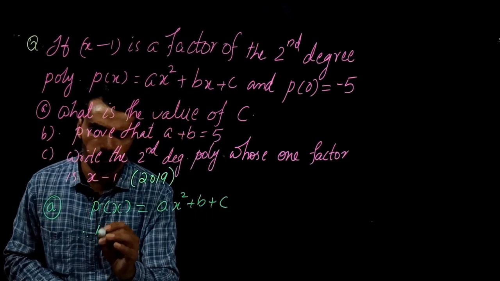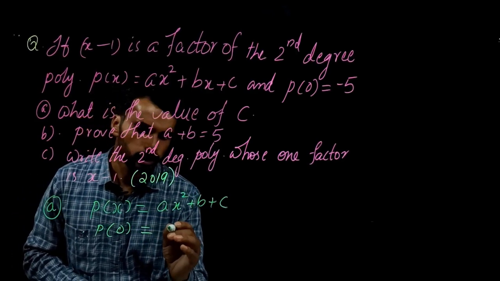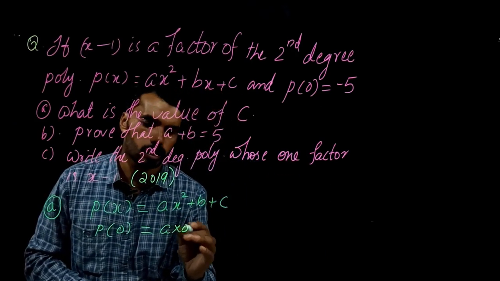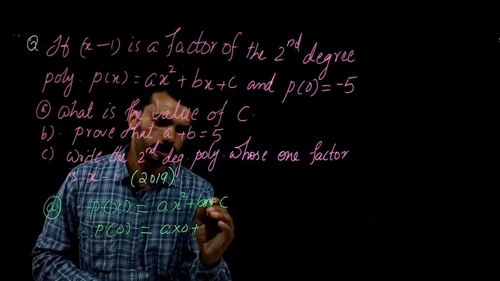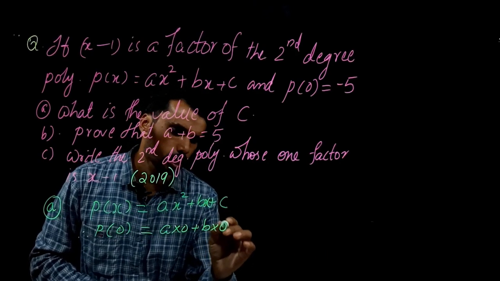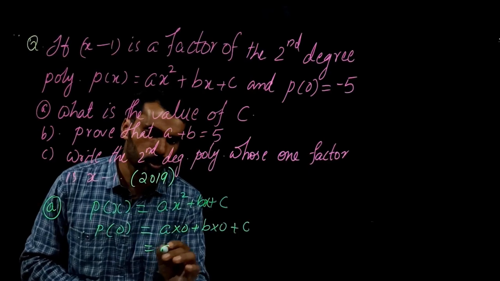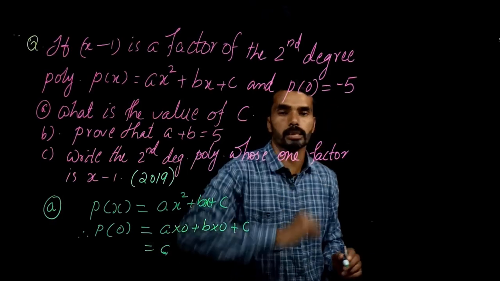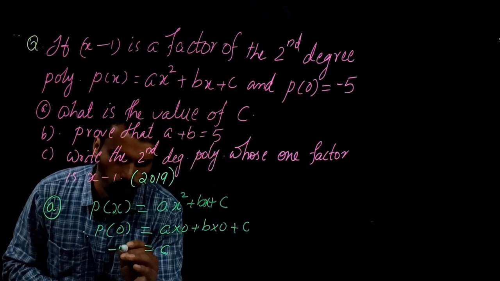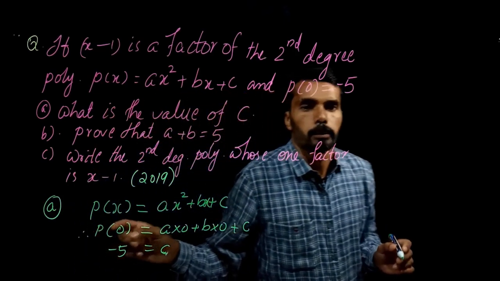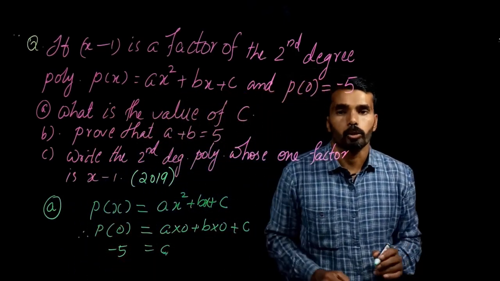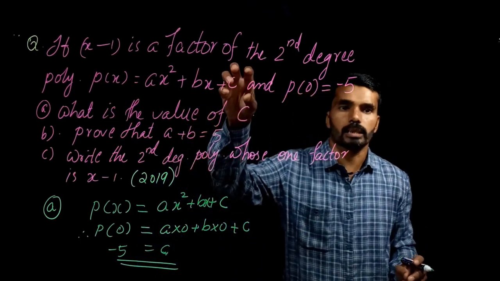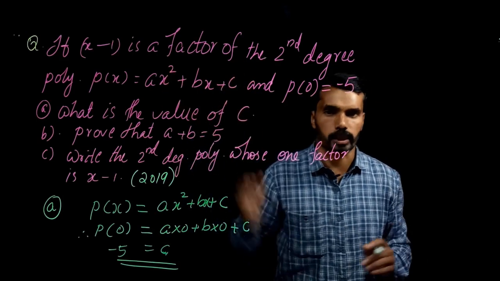Therefore p of 0 is equal to a into x, instead of x 0, so 0 square is 0, that is this 0 plus here it is bx, b into 0 plus c, that is this is equal to c. But we are given that p of 0 is equal to minus 5, so write the value of p of 0, that is c is equal to minus 5, that is the answer. So to find the value of c, we substitute x is equal to 0 in p of x.